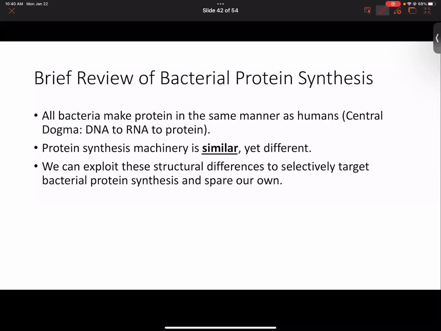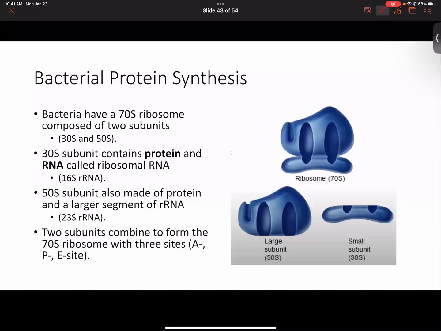Structurally, it's still made up of protein and ribosomal RNA, just like mammalians, but the topology and the architecture is a little bit different, such that certain substances out there that we can get from synthesis, from natural sources, have the ability to interfere with bacterial protein synthesis. Again, the large subunit, you guys know this, is 50S, the small subunit is the 30S. When they come together, you get a 70S ribosome.